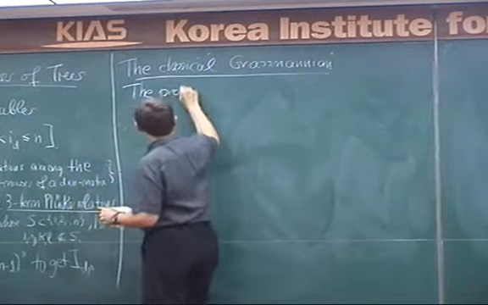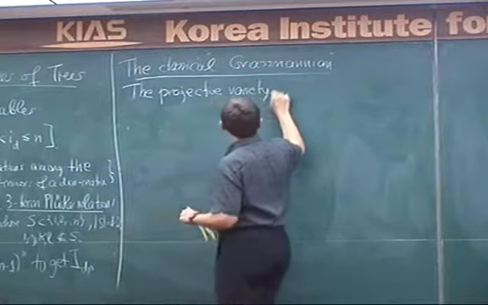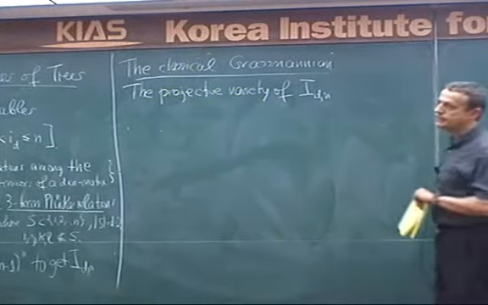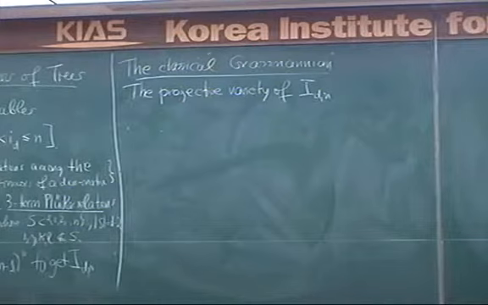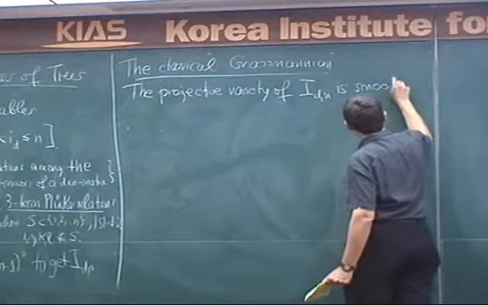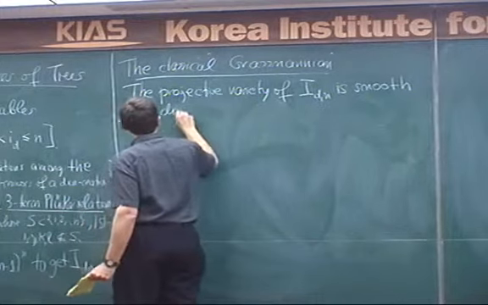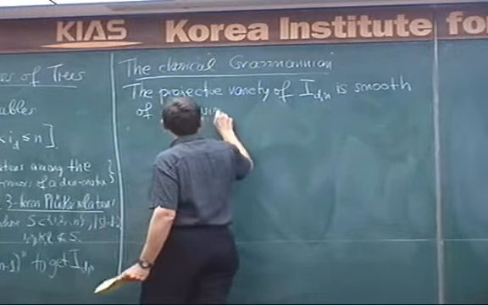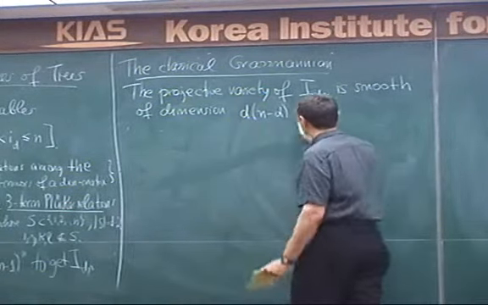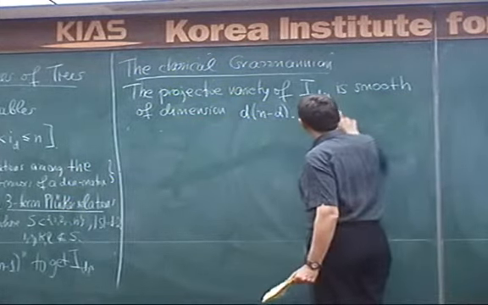So we're going to look at the projective variety of this ideal, I_{d,n}. So this is a homogeneous prime ideal, so it defines an irreducible projective variety. And it turns out that this variety is smooth. It's actually a manifold. And as a projective variety, it has dimension d times (n minus d). Okay?